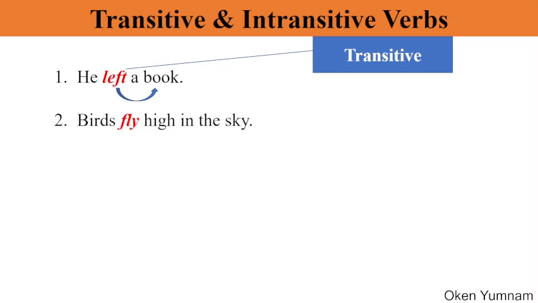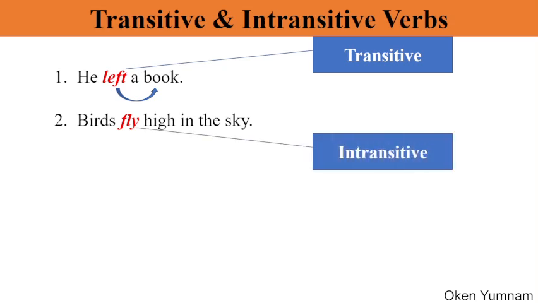Let's look at the next sentence. Birds fly high in the sky. Birds fly what? Or birds fly whom? No answer is there. But we have where it flies, how it flies. So this one is intransitive because it has no object.